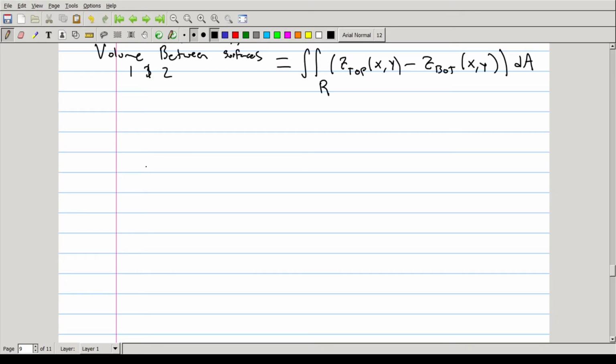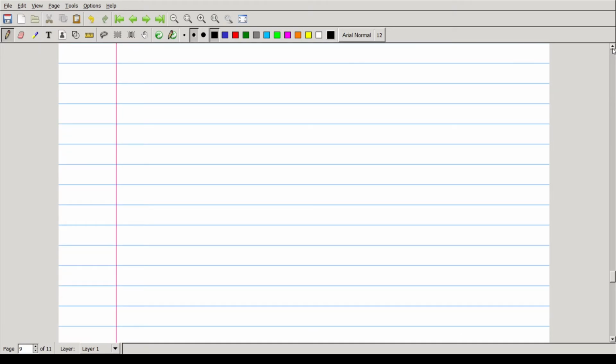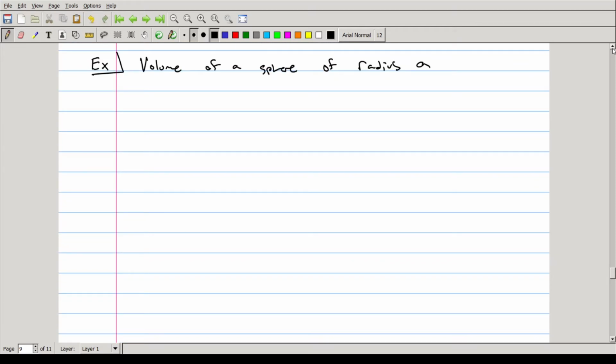So for an example of this, let's go through and directly calculate the volume of a sphere of radius A. And this can be done by first drawing a picture. We always want to start by drawing a picture and getting an idea of what our region R is that we're going to be integrating over.